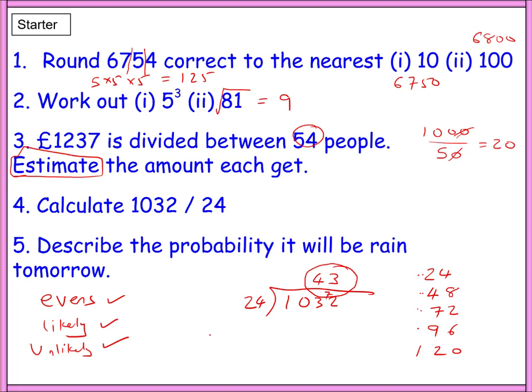What you can't say is that it will certainly rain tomorrow, so you can't say certain. And you can't say it's impossible that it will rain tomorrow. Those are our choices, so we can't have those today. And moving on.